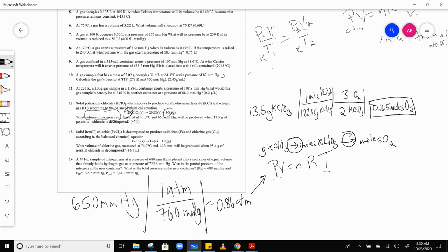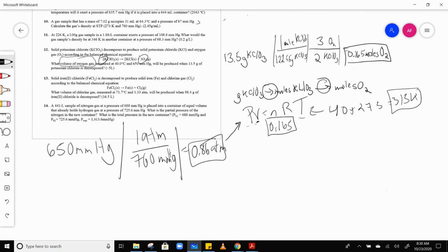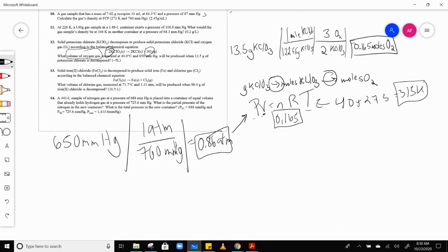Our volume, we don't know. That's what we're trying to find. N is 0.165. And T was in Celsius. So for T, we have to take 40 and add 273. So we get 313. Okay, a little sloppy here, but these are our numbers. So I converted everything. I suggest you write it all more neatly than I just did, but it's kind of hard to do neatly as I go and talk and do all this.